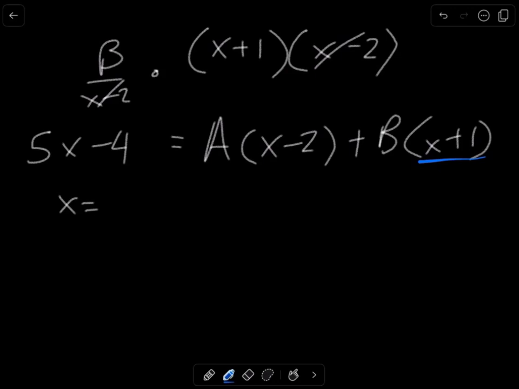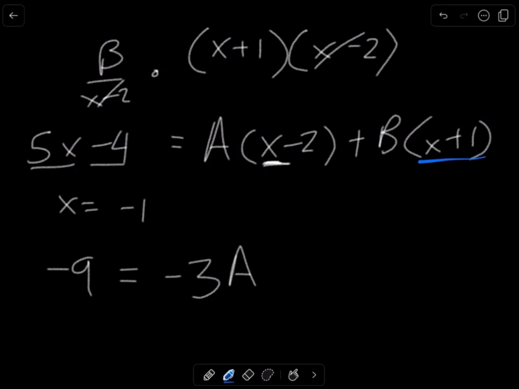Why -1? Because if x is equal to -1, that's -1 plus 1, that's 0. It'll be 0 times b. That will disappear. Then I'll just have an equation involving a. Watch how this works. So x is equal to -1. I'll say 5 times -1 minus 4. That's going to be -5 minus 4. That's -9 is equal to, sub -1 in place of x, that's -1 minus 2, which is -3, minus 3a.